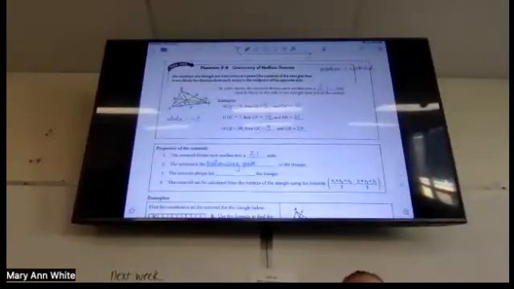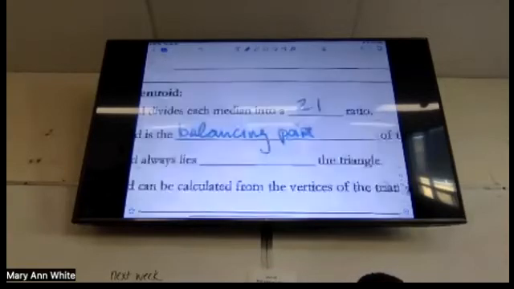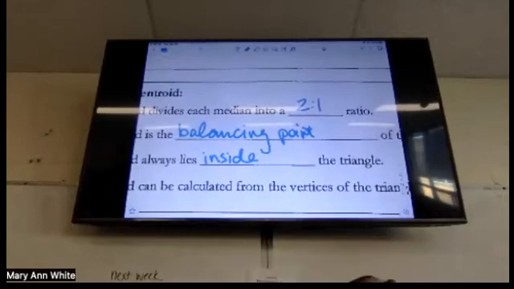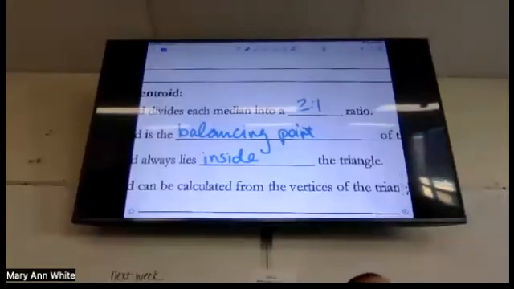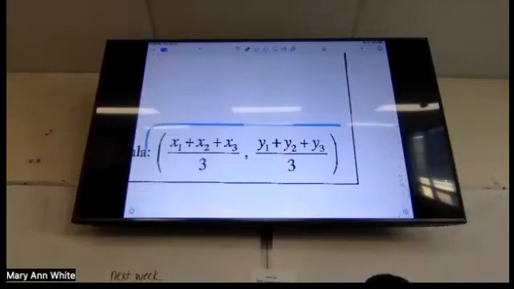Now, if we didn't draw all of our medians to find the centroid, we can find it algebraically using endpoints. So the centroid always lies inside of the triangle, right? There's no way I'm going to balance my iPad if my hand's out here. That's physically impossible. The way physics works, gravity's going to take that down. So the centroid is always inside of your shape, and it can be calculated using the vertices of a triangle using this formula.